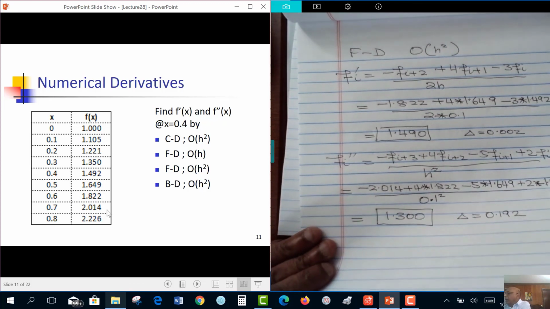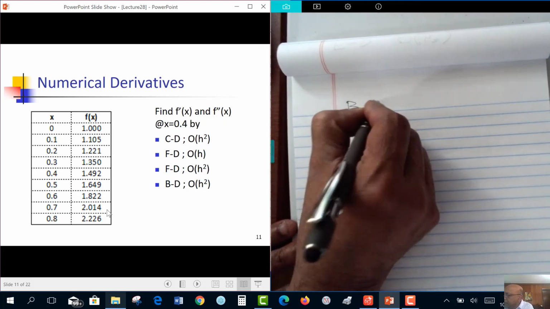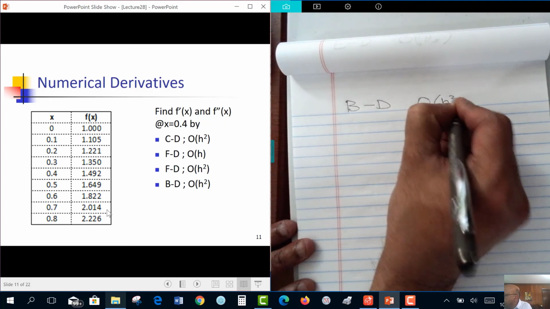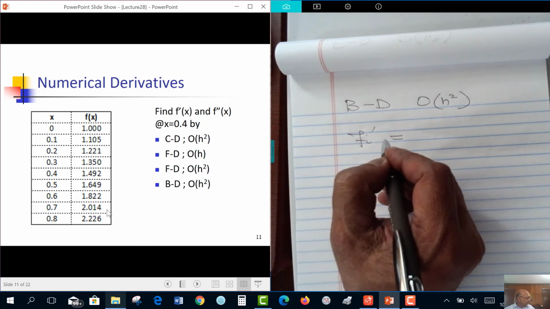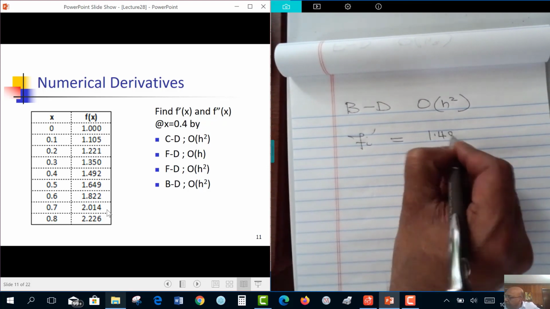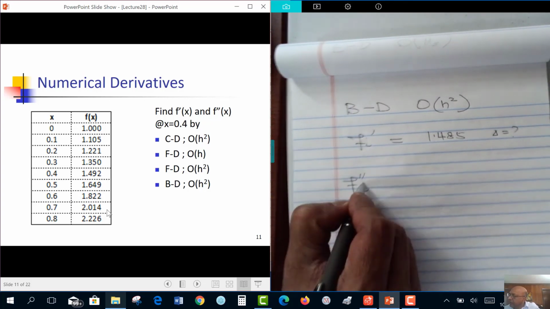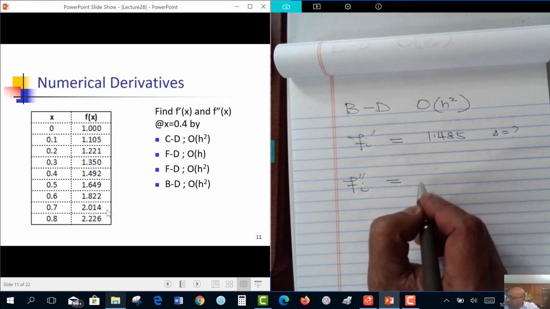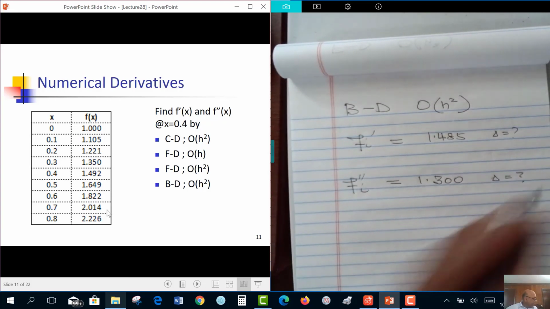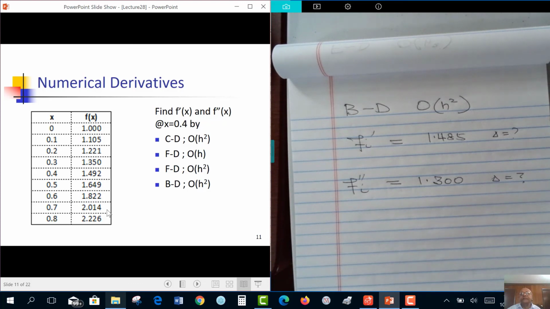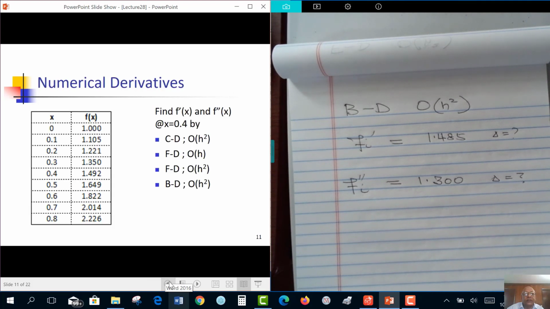What I would like you to do on your own is backward difference, order h square. Get fi prime and see if you match my value, 1.485. Second derivative, see if you match my value, which is 1.300, and it has a large delta. Okay. So we are going to stop here.